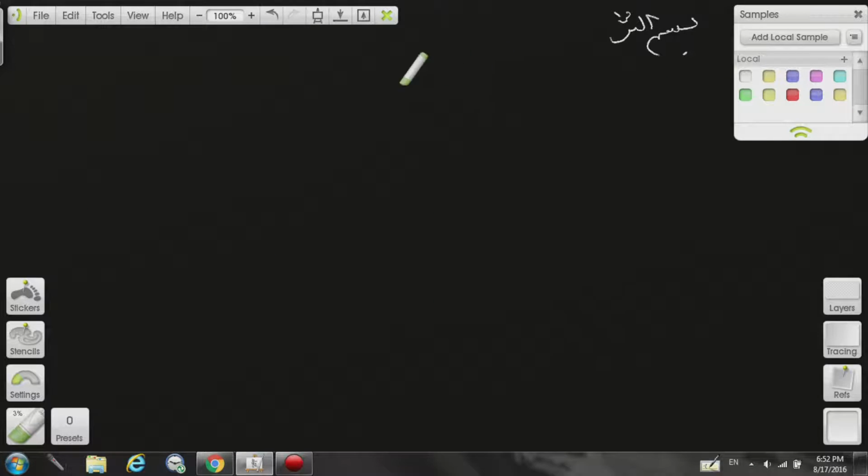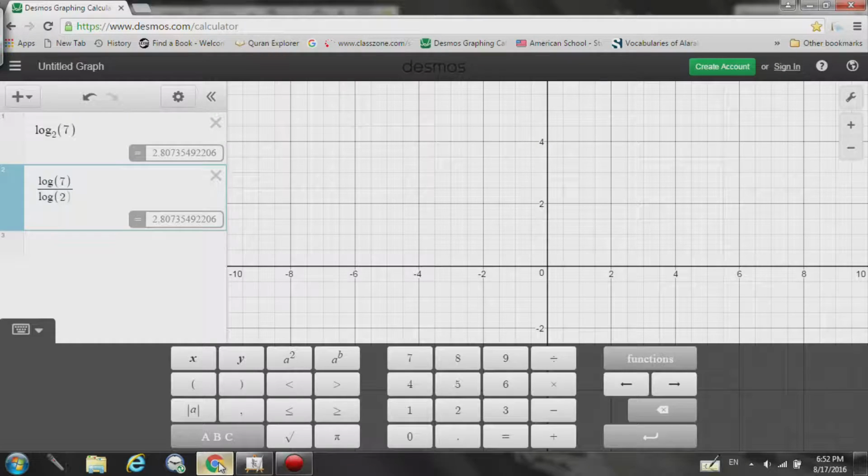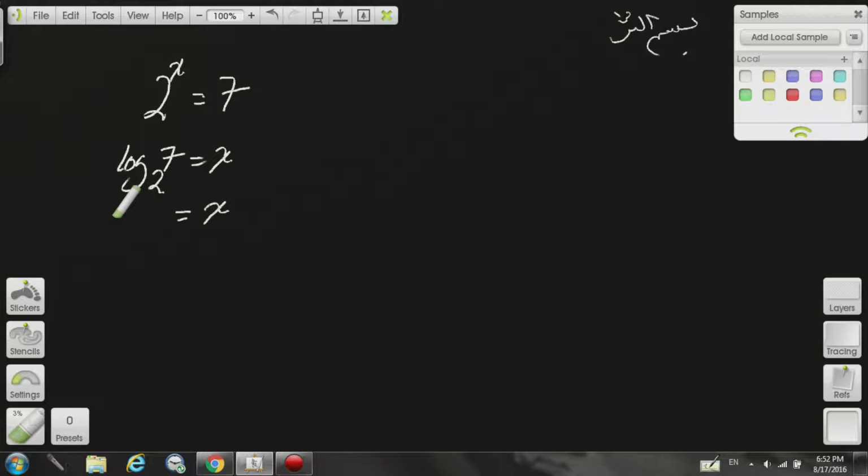So look, we had this equation, 2 to the power x equals 7. We solved this by changing this into a logarithmic equation, and we got this answer, approximately 2.81, like that. Another way to solve the same equation, in fact, is like this.